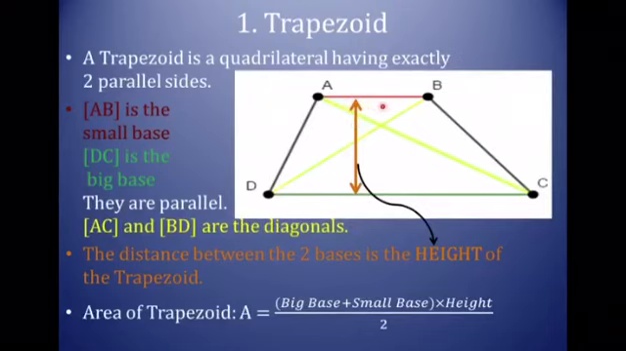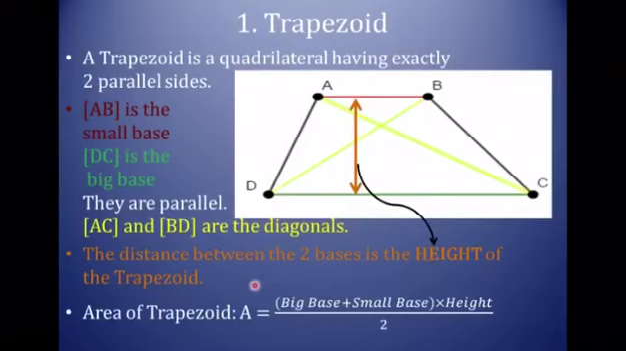One side will be smaller than the other from the two parallel sides. So, in this case, AB is the small one. It's called the base, the small base. CD is the big base. They are parallel, of course. The diagonals are AC and BD. The distance between the two bases is the height. We name it the height of the trapezoid.